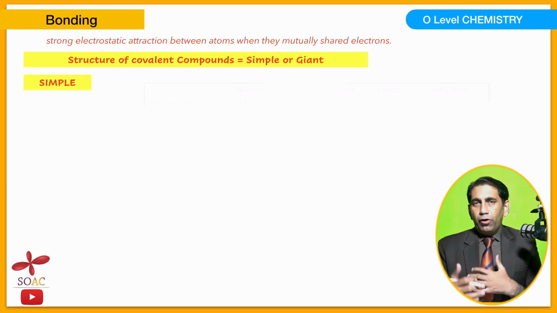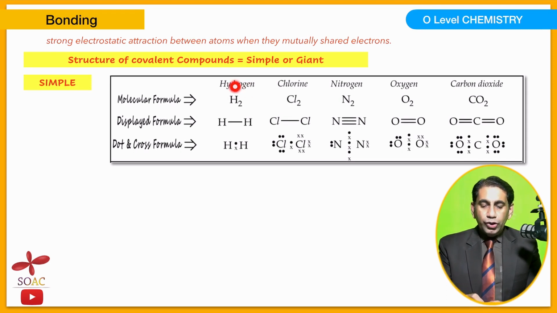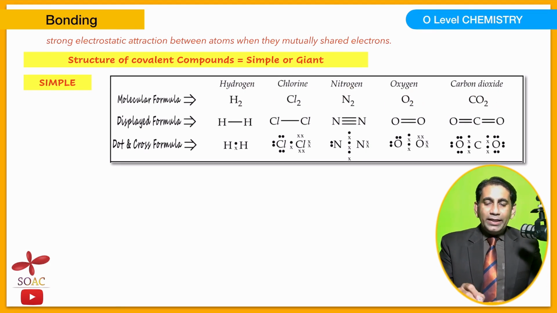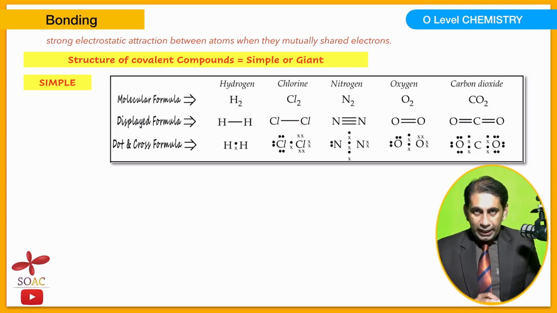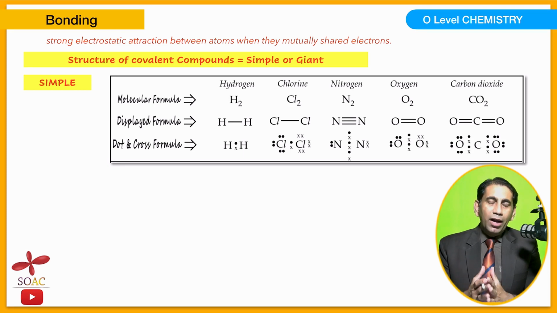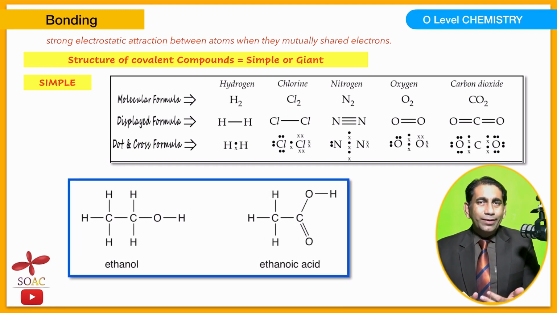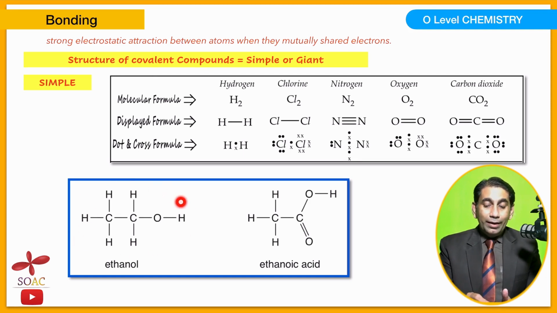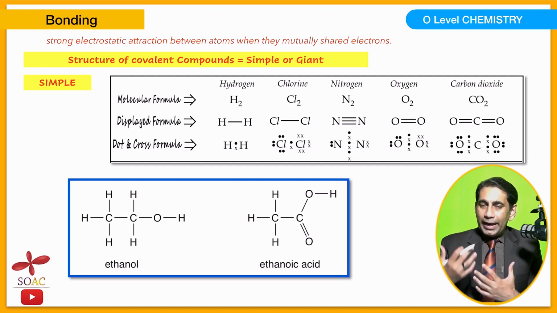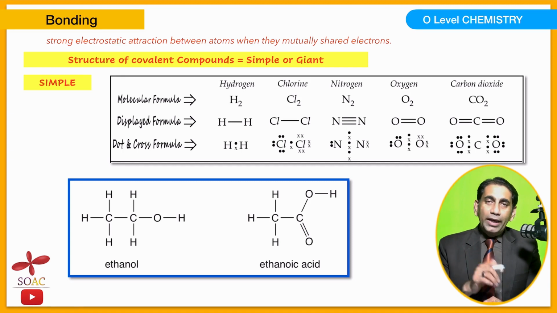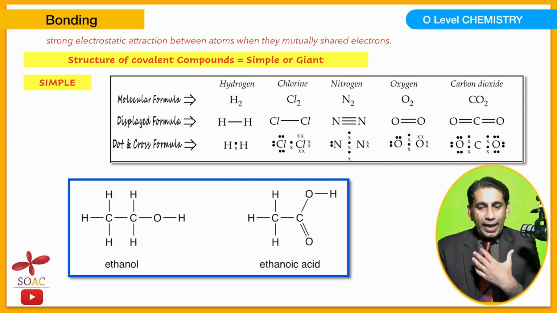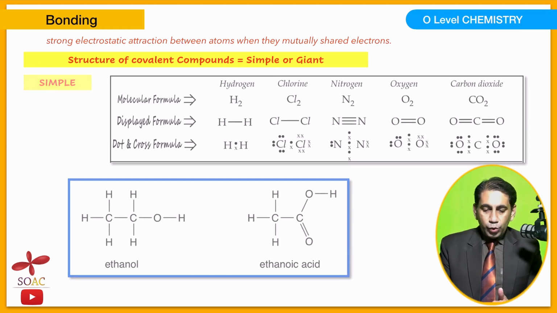First of all, I am going to talk about simple covalent molecules. For example, hydrogen H2, Cl2, N2, O2, CO2, and so on. These are typical examples of simple covalent molecules, and they have a small number of atoms in one molecule. Similarly, some organic compounds are also simple covalent molecules, like ethanol and ethanoic acid, because one molecule has a small number of different atoms, and so on.